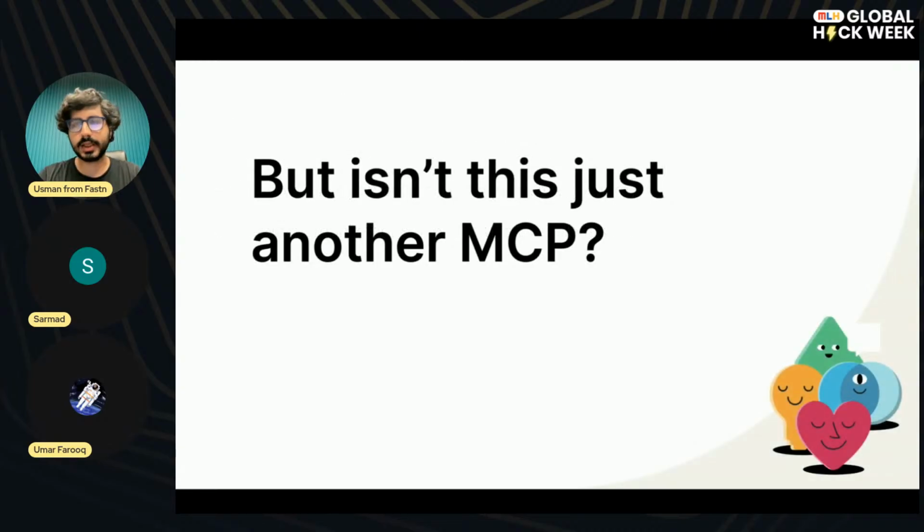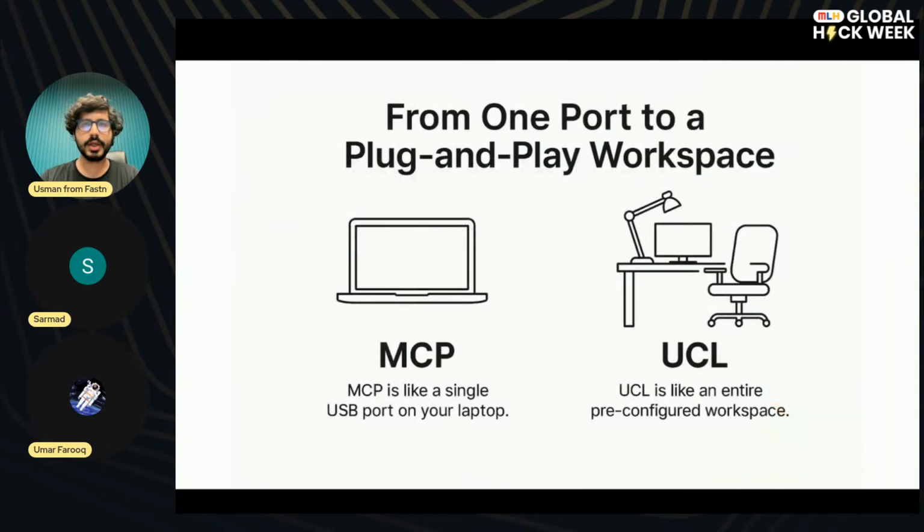So you might be thinking by this time that, hey, isn't this just another MCP? Like, isn't this like that? So the best way to explain the difference between MCP and UCL is that your MCP is a singular USB port that you can connect, disconnect, and have multiple. But with UCL, you have a pre-configured workspace with all of your apps readily available. So you don't even have to think about that.